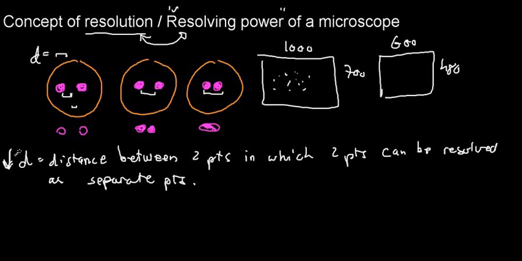Or the smaller the d is, the better my resolving power of the microscope is. So we want a small d, a small distance in which I can resolve 2 points as 2 different points. Now look, a little smiling, perfect.